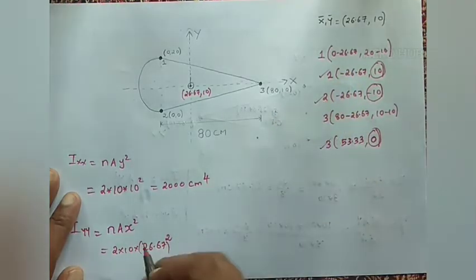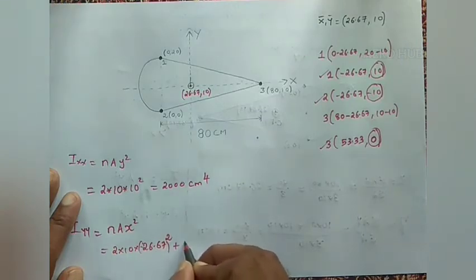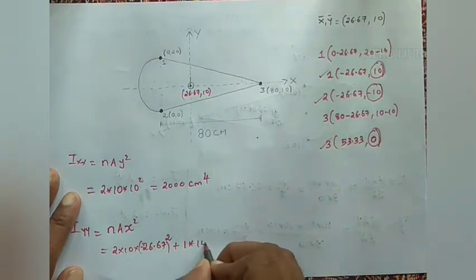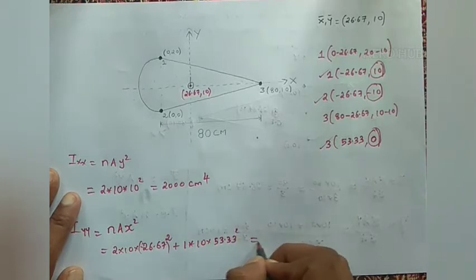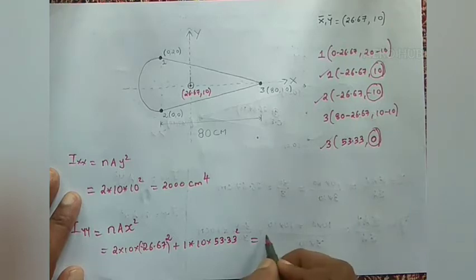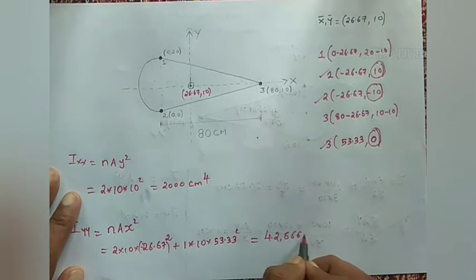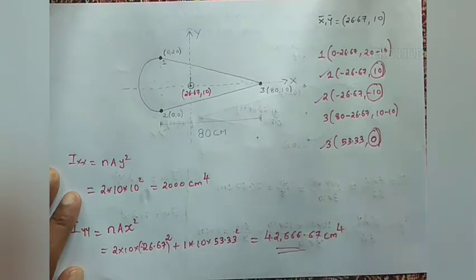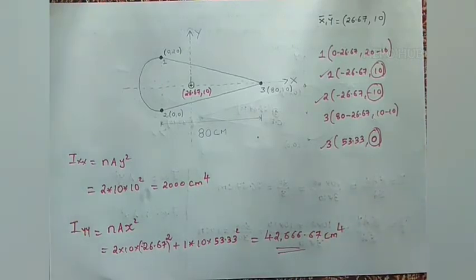This negative, if it is squaring, it will be okay, plus we have one area of x coordinates 53.33, into 53.33 square. Okay, so when you calculate, you will be getting 42,666.67 centimeter power 4. This is the value for Ixx and Iyy.